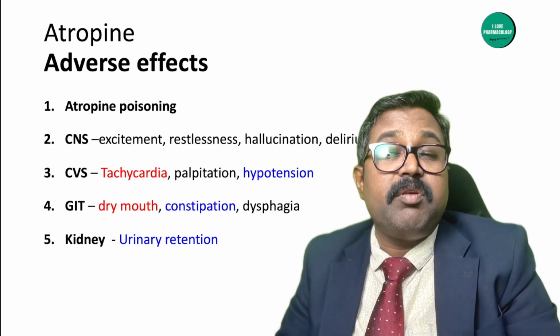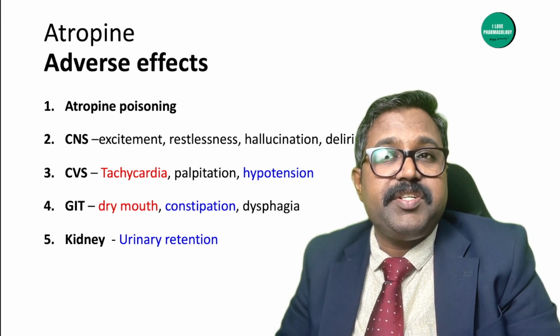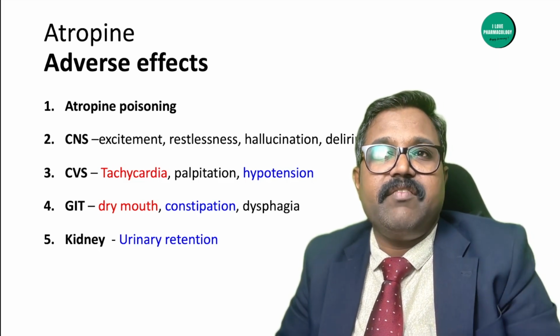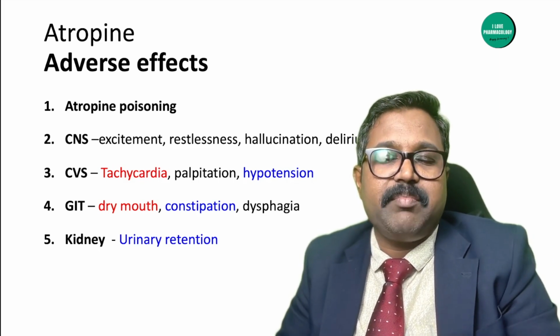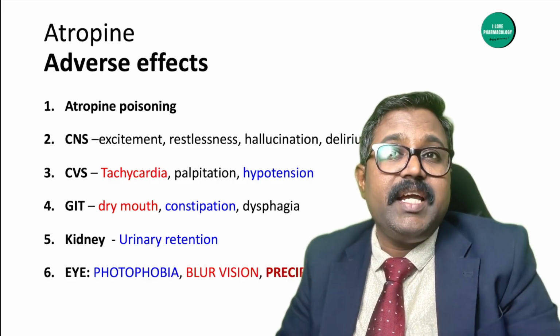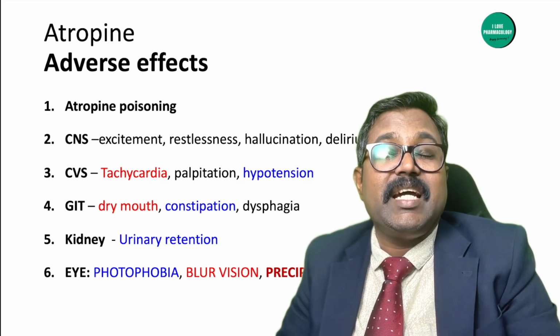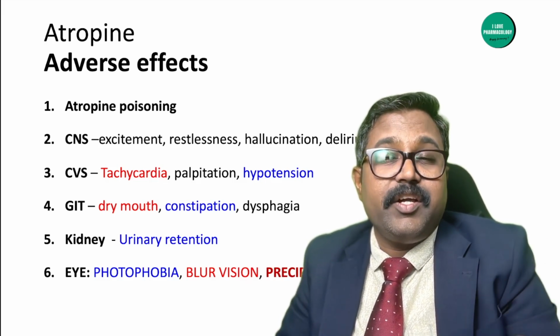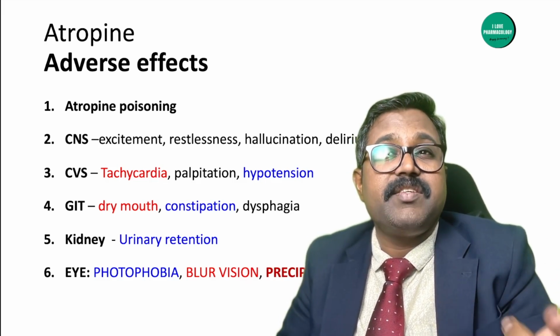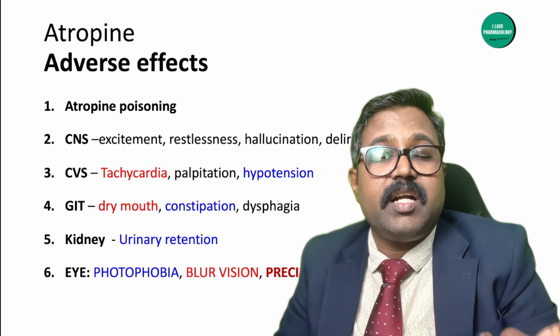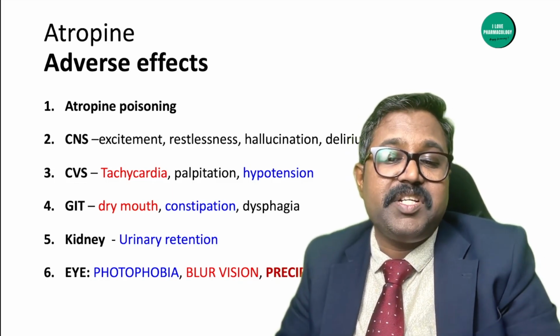It will be very problematic in elderly patients who have BPH, benign prostatic hyperplasia. On the eye, it causes photophobia because of dilatation, and there will be blurring of vision. It can precipitate acute congestive glaucoma. Therefore, atropine is contraindicated in persons who are at high risk of glaucoma, especially acute congestive glaucoma.